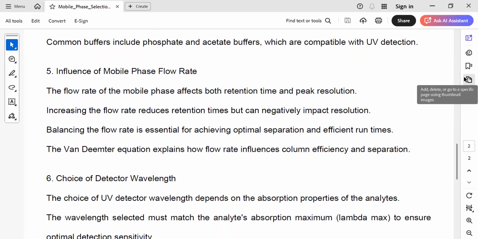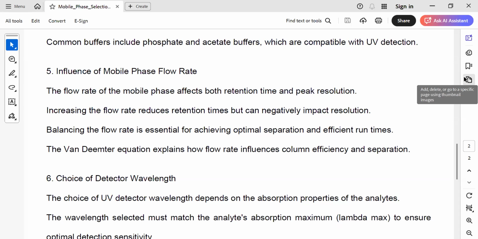Flow rates. The flow rate of the mobile phase affects retention time and peak resolution. If we increase the flow rate, the retention time will decrease, and this negatively affects the resolution. Because we are reducing the retention time, don't expect a good resolution. Thereafter, what you have to do is balance the flow rate. How to balance the flow rate? By achieving the optimal separation, and thereafter efficient run times.